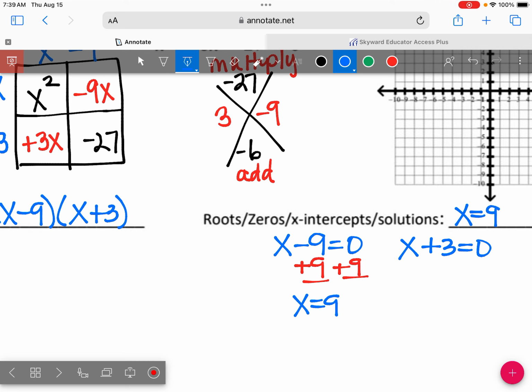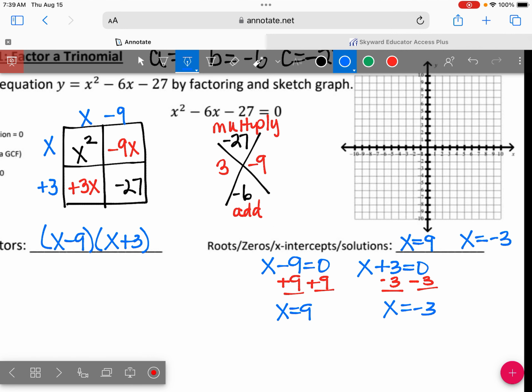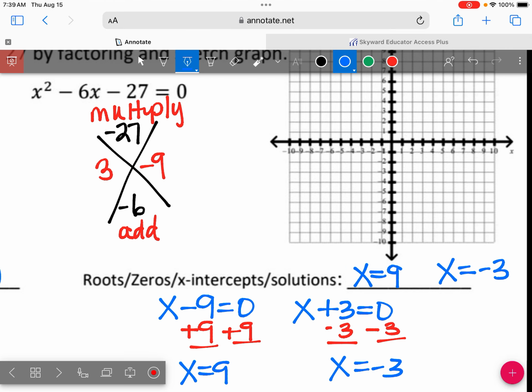And then we're also going to subtract the 3. So x equals -3. All right, go ahead and put a point on your x-axis at -3 and put one at +9. Because remember, a root is the same as your x-intercept. So wherever you say there is a solution, that is where you need to put a point on the x-axis.